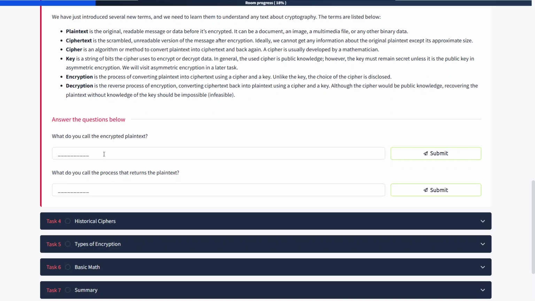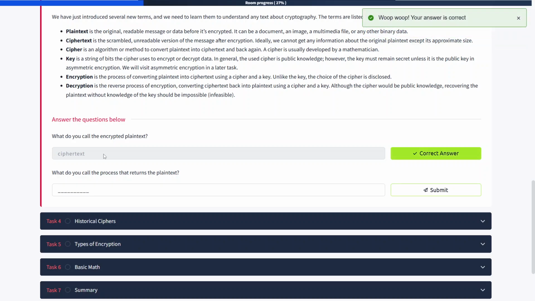Okay, let's answer the questions. What do you call the encrypted plain text? The plain text which is encrypted is called ciphertext. What do you call the process that returns the plain text? It is decryption.